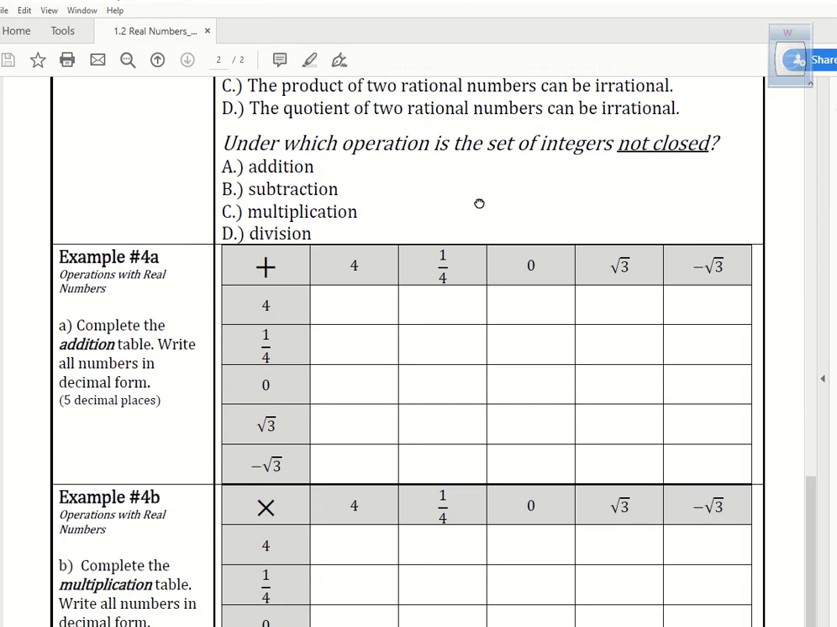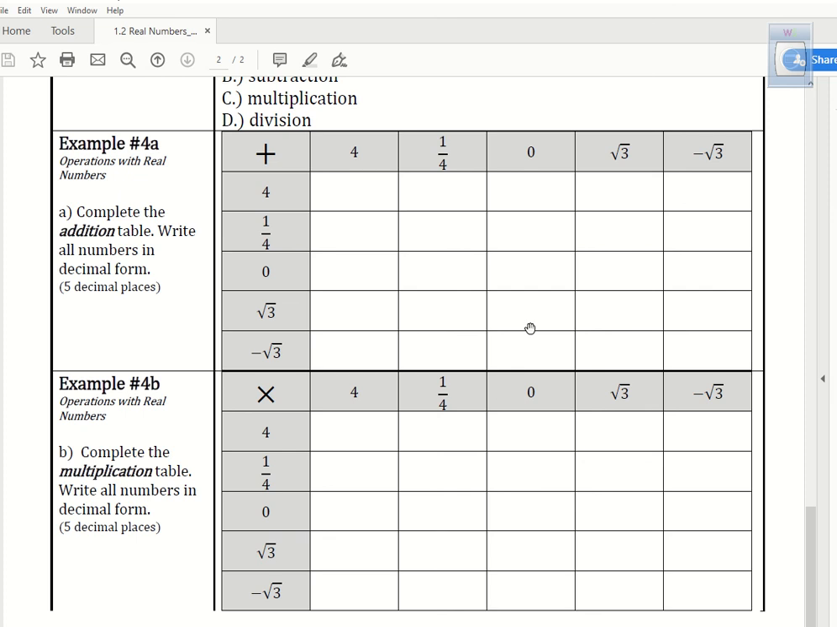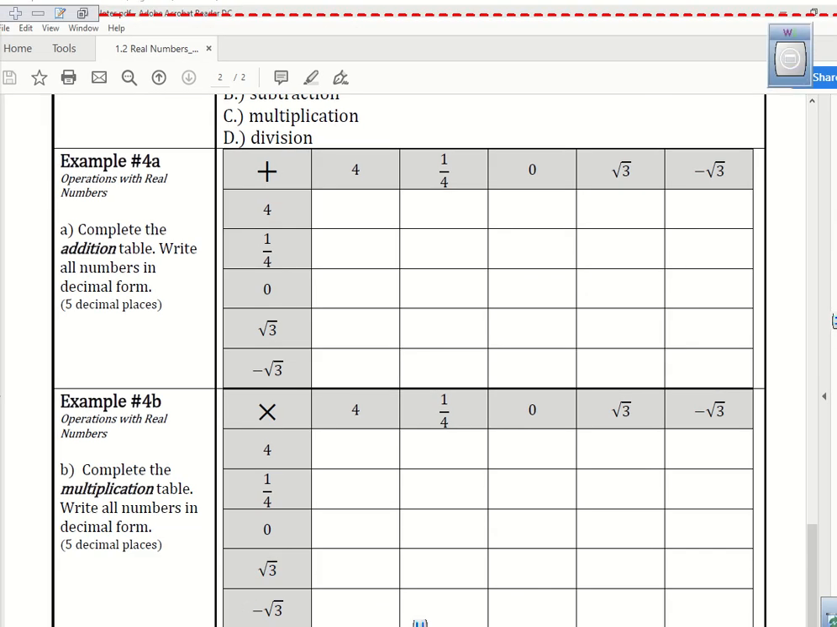Okay, last two examples. These are very similar to what we did with 1.1 notes. Complete the addition table. Write all numbers in decimal form. Okay, before we do this, something a little bit different I want to do here. Let's go ahead and automatically write if our outside numbers are rational or irrational. I'm going to put an R here. This is rational, rational, rational. Square root 3 is irrational, negative square root 3 is irrational. Same thing up top. Rational, rational, rational, irrational, irrational.